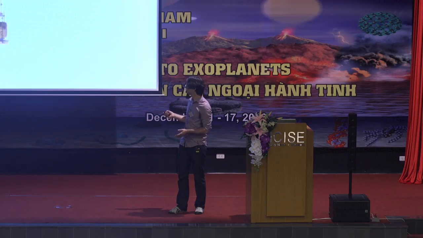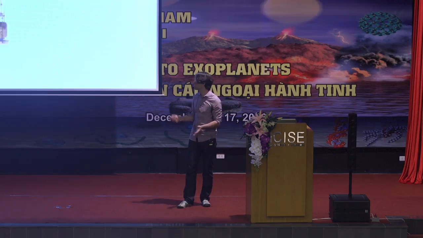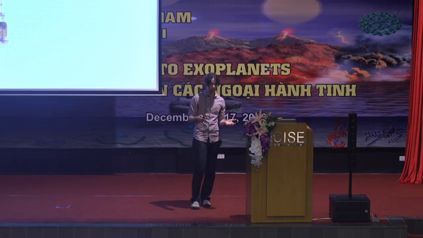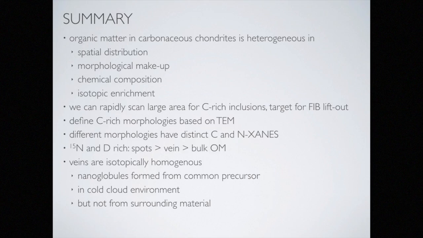And so the veins are, within the vein, isotopically homogeneous, which we think means that these nanoglobules were formed from one common precursor, possibly in a cold cloud environment. It's the only way to explain these nitrogen enrichments, but they were not formed from the surrounding material, because the signature of the surrounding material is much different than what we find in the vein.